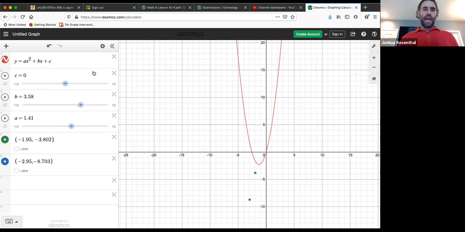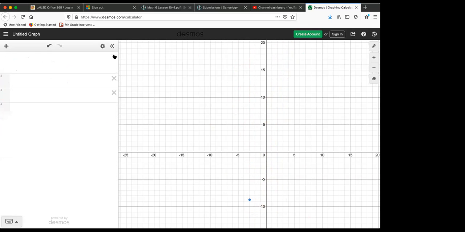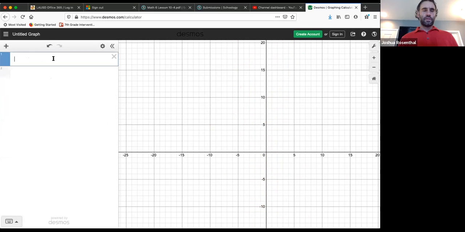Okay, but this is in standard form. What if I wrote it in a different form? How would that change everything? Let me go back and refresh everything. So let me do vertex form. Y equals A times (X minus H) squared plus K.